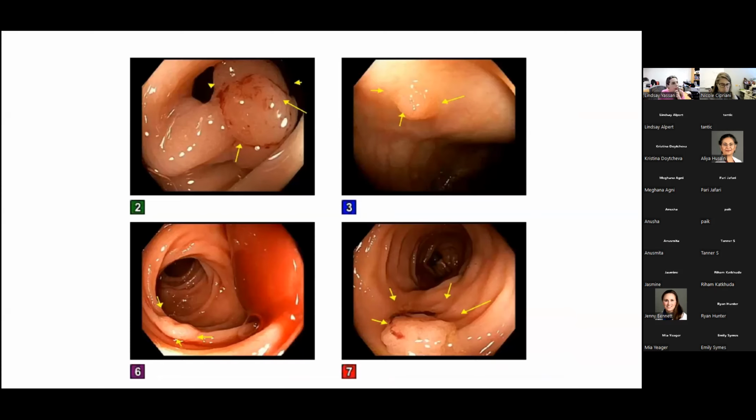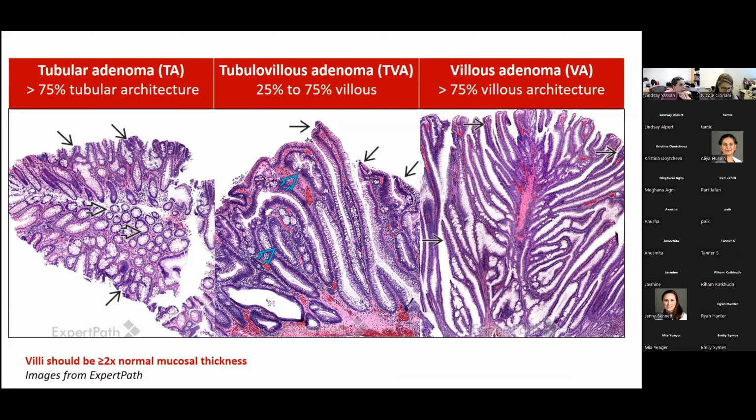Yeah, okay. So just in terms of the actual endoscopy pictures, they all look like polyps. They're easily recognizable by a pathologist. They're quite large. In terms of just reviewing adenoma classification, as you recall, tubular adenomas have mostly a tubular component, more than 75%.